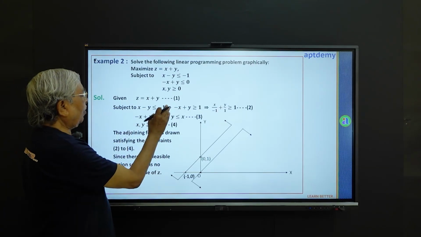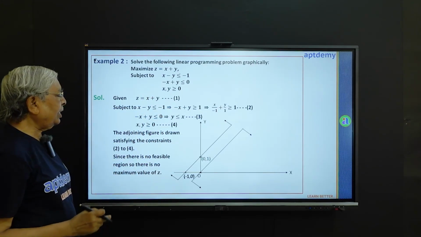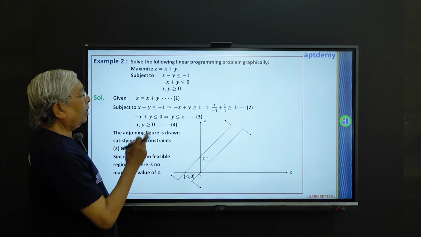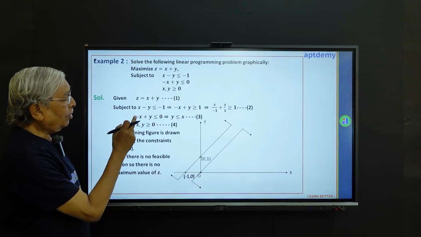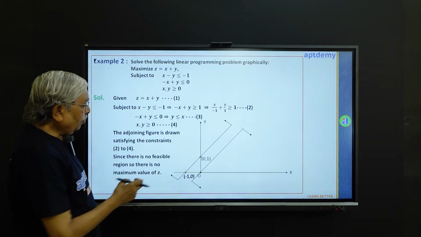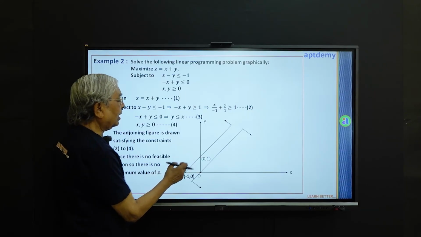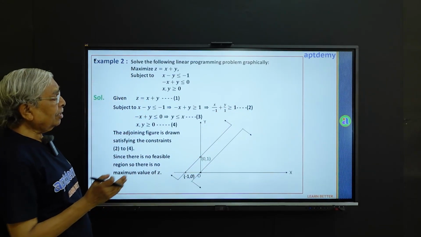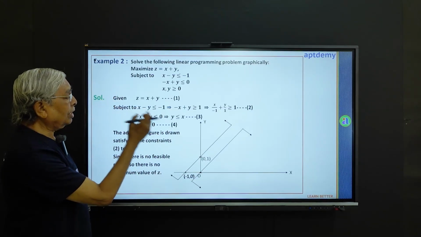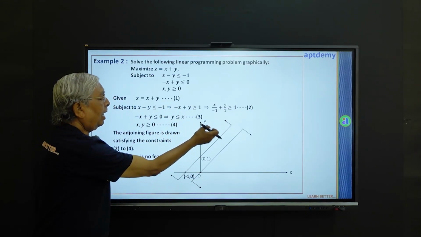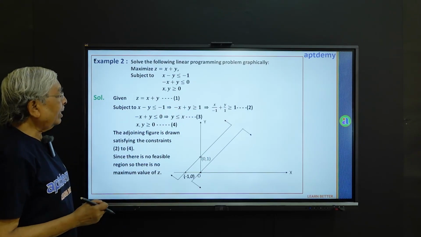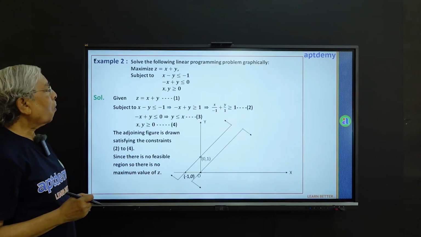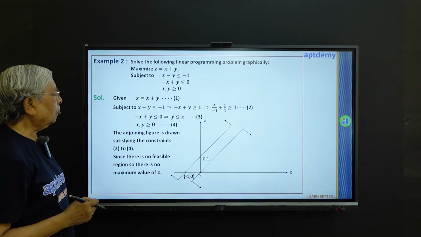So divide by minus 1; the inequality will change, less or equal to becomes greater or equal to, so x by minus 1 plus y by 1 greater or equal to 1. Greater or equal to 1 means away from the origin, as I have told you just now. So this one is the region above this line, and mind it that the region will be in the first quadrant, because x, y greater or equal to 0.